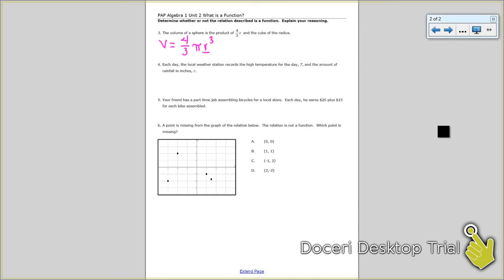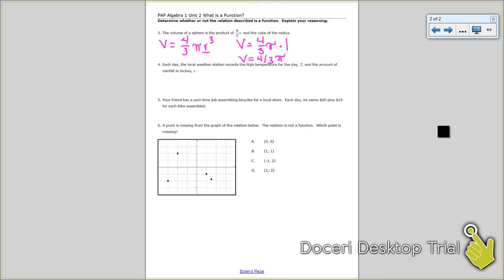And then can I plug that same number in and get a different answer? So let's just say that the radius of my sphere was 1. If I plugged that in, I would get 4/3 pi times 1, because 1 cubed is just 1, which is just 4/3 pi. So if I plug in 1 for the radius, I get 4/3 pi as my volume.